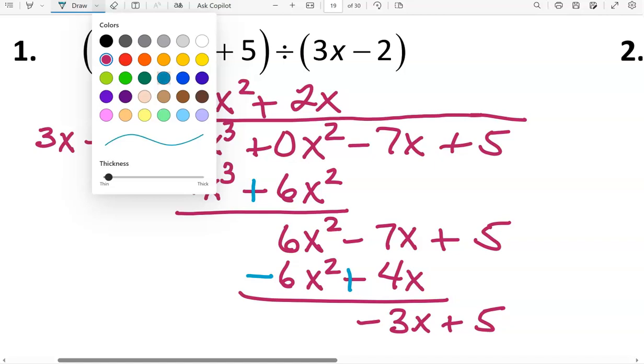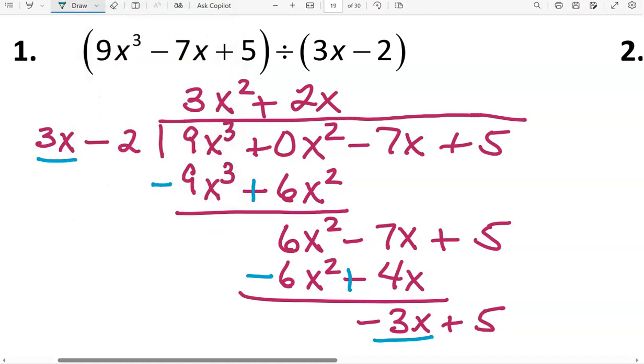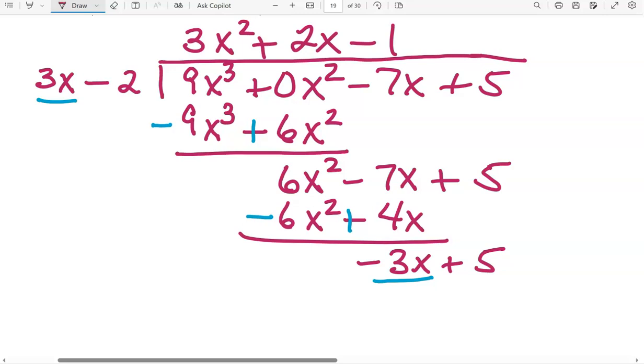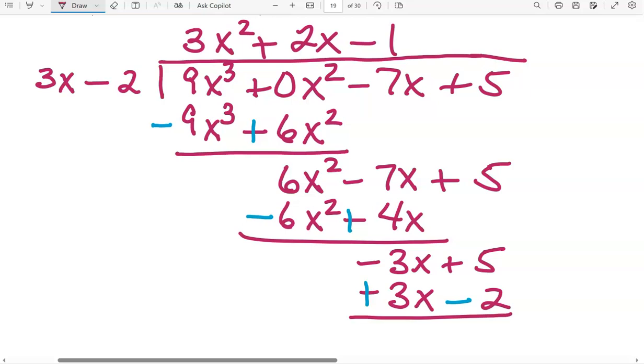Next step is first term divided by first term, so negative 3x divided by 3x is negative 1, and multiply that negative 1 times the entire divisor. Negative 1 times 3x is negative 3x, and negative 1 times negative 2 is positive 2. Next, we're going to change the sign of the multiplication that we just performed, first term to positive, and second term to negative, and then add, and that result will give us positive 3 as a remainder.